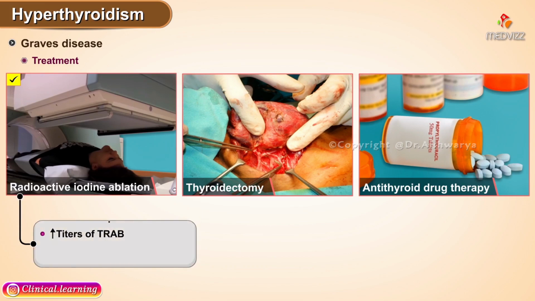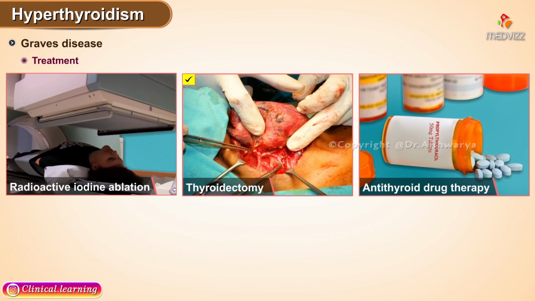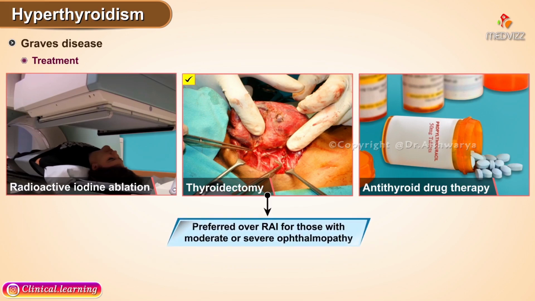Titers of TRAb increase significantly following radioactive iodine therapy, and hence it can cause worsening of ophthalmopathy. For this reason, administration of glucocorticoids in patients who are undergoing radioactive iodine therapy is often advised to prevent complications in patients with mild ophthalmopathy. Thyroidectomy is preferred over radioactive iodine therapy for those with moderate to severe ophthalmopathy.